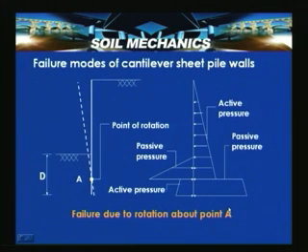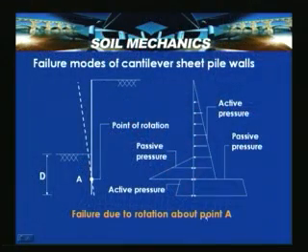Before looking into these design aspects, let us look into how these cantilever sheet pile walls can fail. We discussed that basically two types of failures are possible. One is soil failure, and the other is a material failure or section failure of the section provided to retain the earth. In this case, failure is due to rotation about point A.